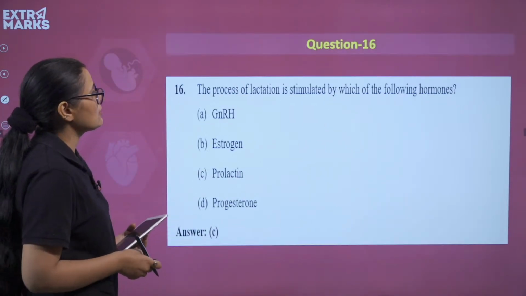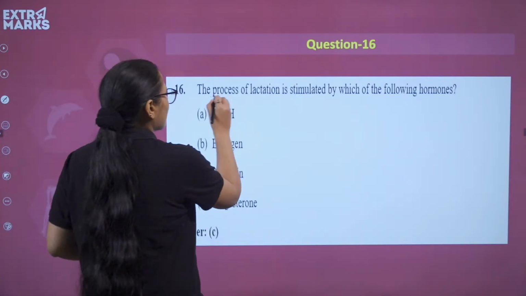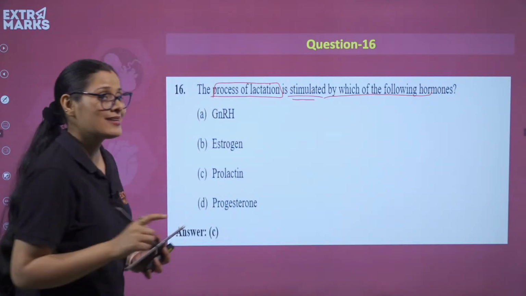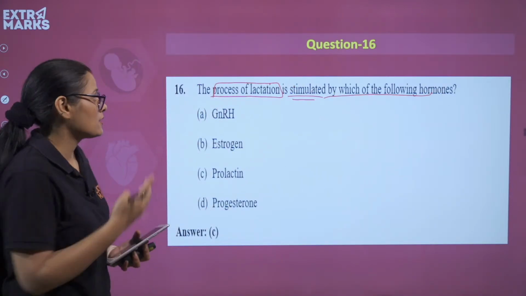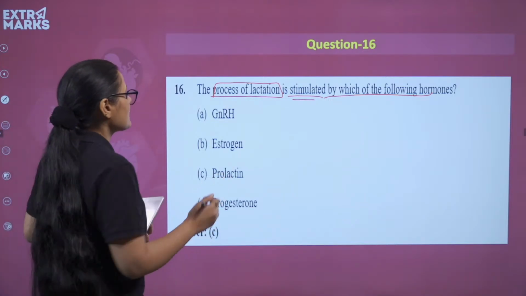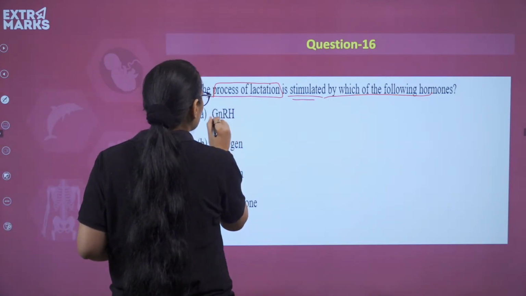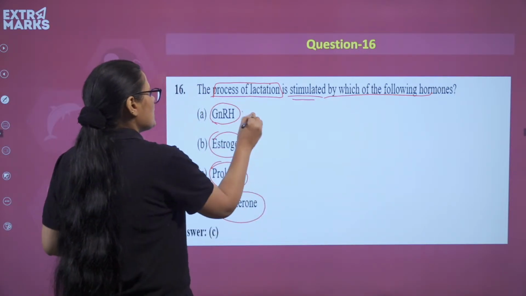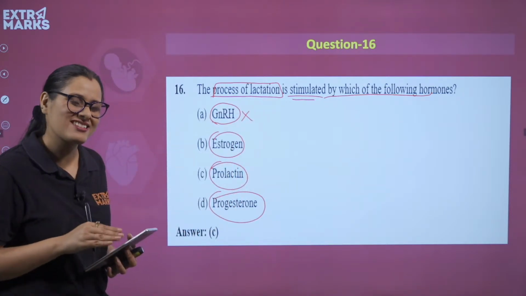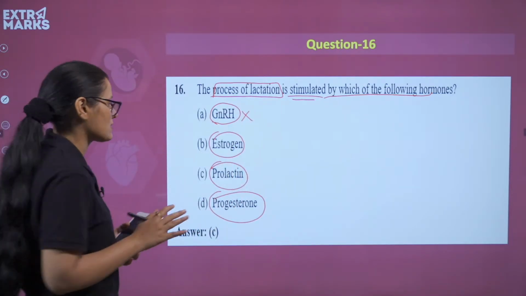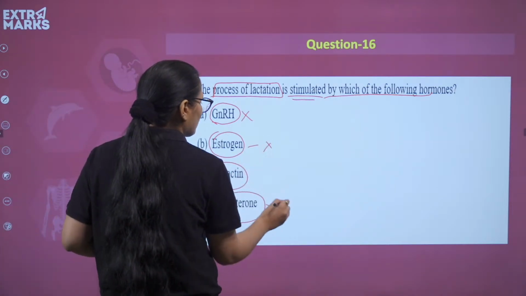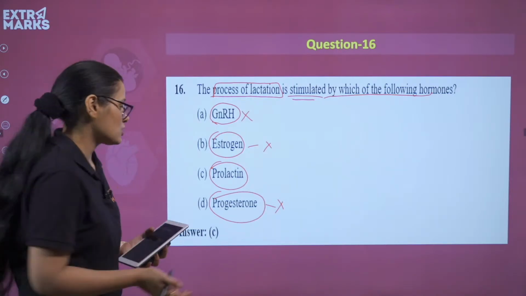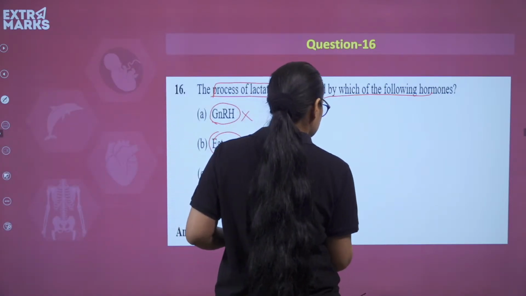Question 16, the process of lactation is stimulated by which of the following hormones? The options are GnRH, estrogen, prolactin, progesterone. GnRH is gonadotropin releasing hormone. It has nothing to do with the lactation process. Estrogen and progesterone are important for the synthesis of milk.